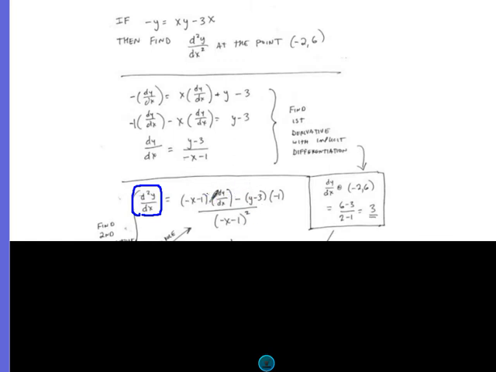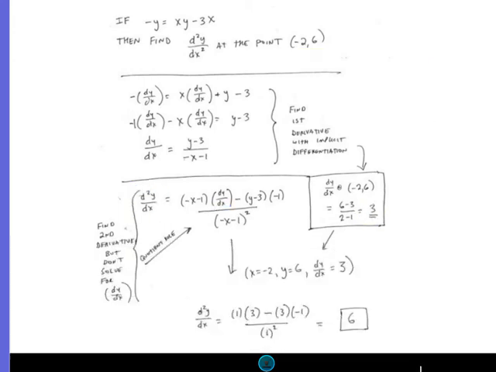Now we're just going to find the second derivative at this point. So for all of our x's, we're going to say x is equal to -2. We're going to say y is equal to 6. And wherever we have dy/dx, we're now going to set that equal to 3. Delta Math uses y prime as the derivative. So you're just substituting those 3 values into your second derivative after you do your quotient rule.